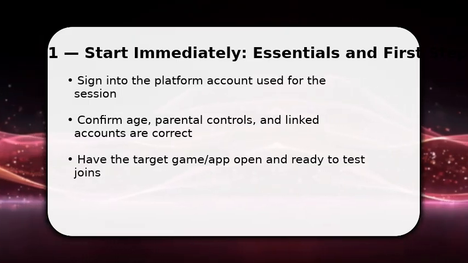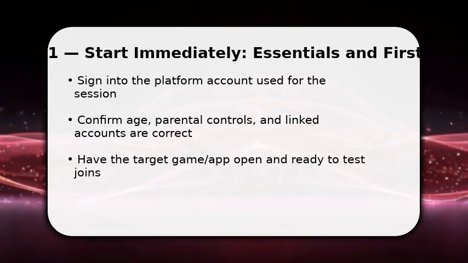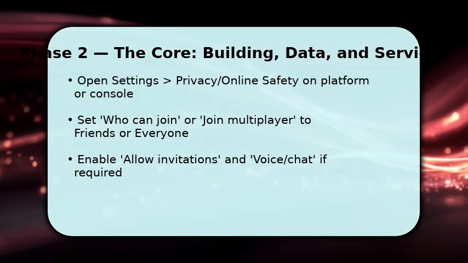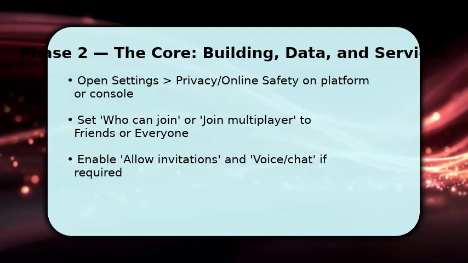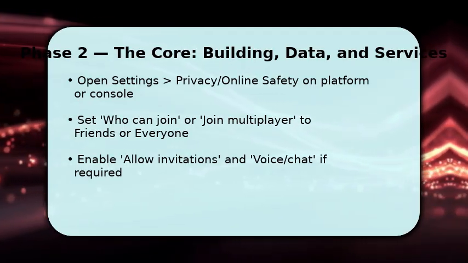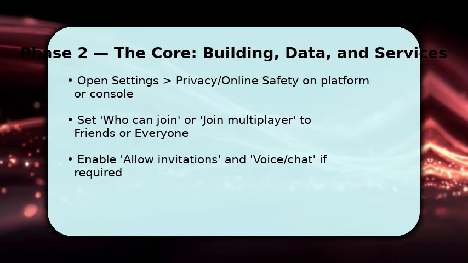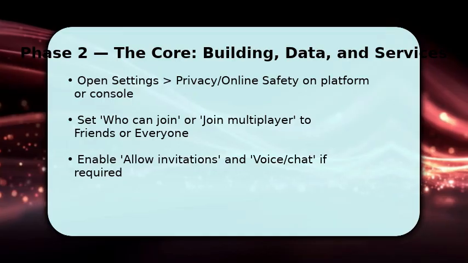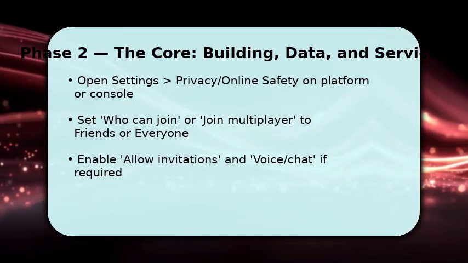Now move immediately to privacy controls. That's where the block actually happens. Now go into settings and locate privacy or online safety. Change join-related options from block to friends or everyone, depending on how open you want to be. Toggle allow invitations and any voice or chat permissions needed for the session. These often gate the join function.